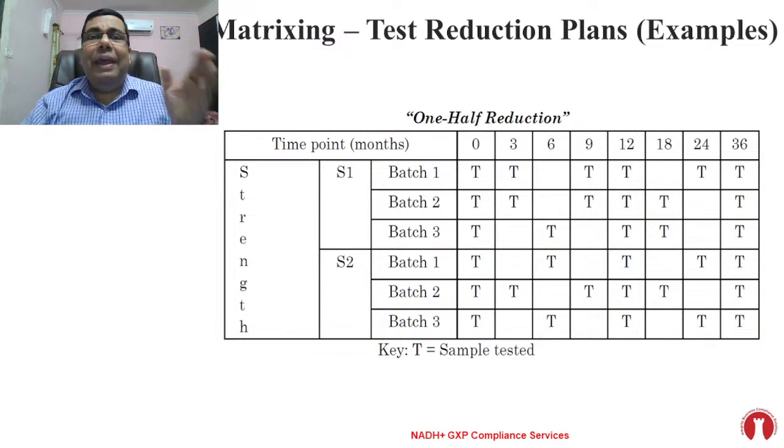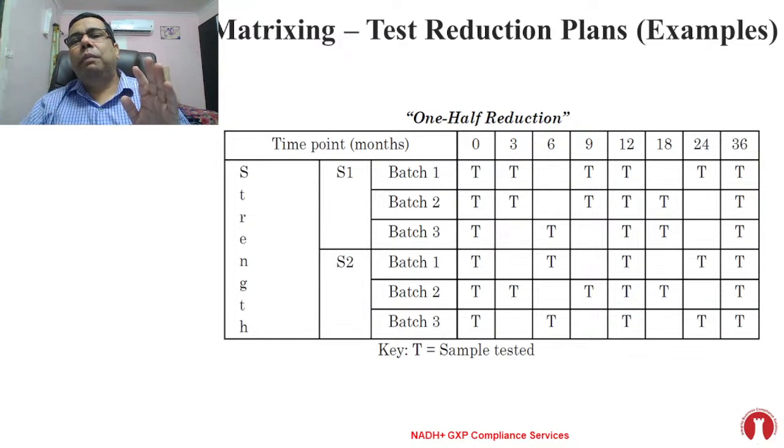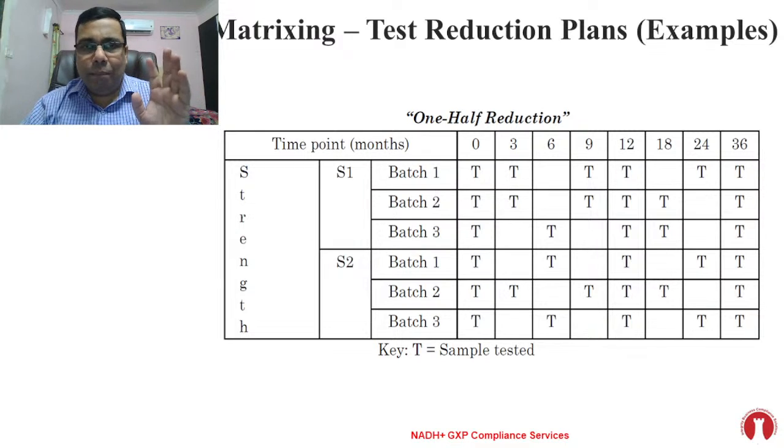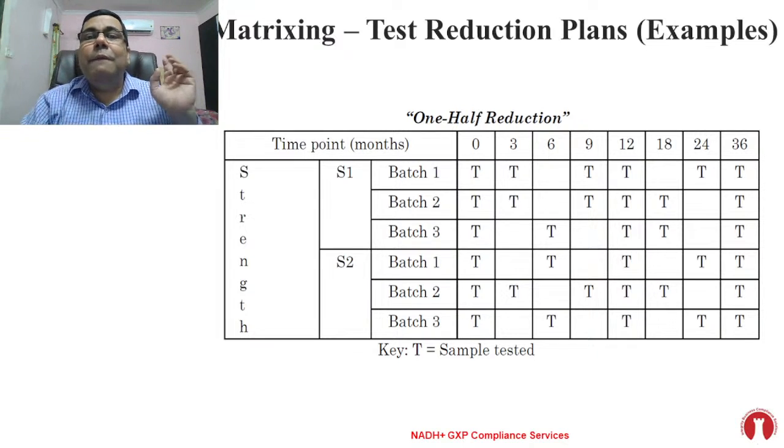So there are two strengths S1 and S2, and each strength has three batches, and all are charged in the stability chamber for long term. Now you want to go for reduction, with the half reduction, 1/2 reduction. So what is the requirement? Minimum 3 levels should be fully tested. In that, initial and end of the shelf life are compulsory. So first of all, 0 means initial, 36 is the shelf life.